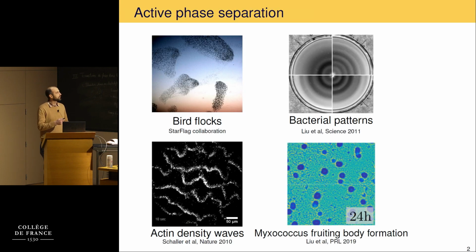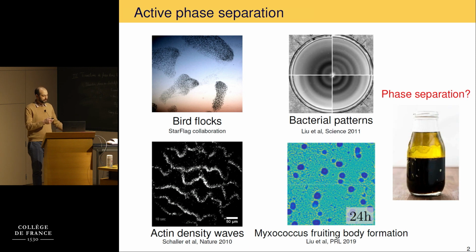So here are the kind of systems that I have in mind. We have bird flocks. Here you have actin filaments in a motility assay, so they are driven by molecular motors attached to a plate, and they form these density waves that are moving with a periodic pattern. Here you have a colony of bacteria that are growing and making these patterns of low and high densities. And here you have a bacteria called Myxococcus, which in some conditions aggregate, so that many cells aggregate to form a fruiting body.